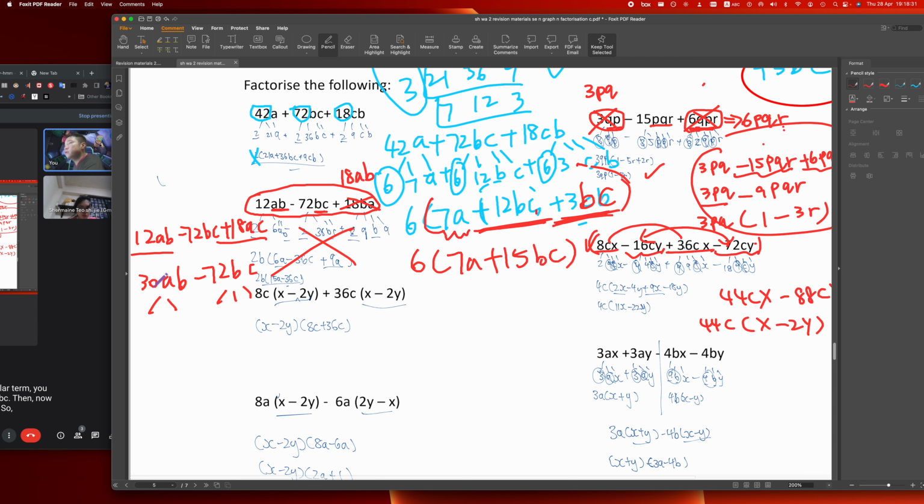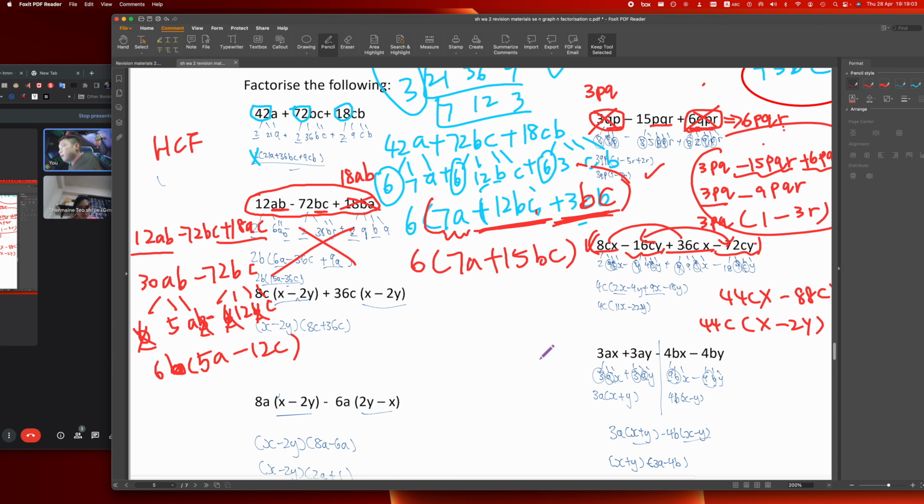If you cannot see, you need to use the HCF. I can see it's 6 times 5AB minus 6 times 12BC. So what is common? 6 and B are common. So 6 and B take out. Then 5A minus, I erase first, 12C. Are you clear? Yeah.